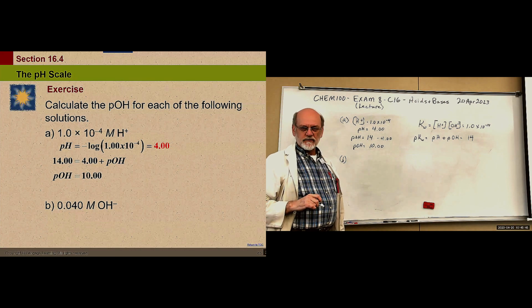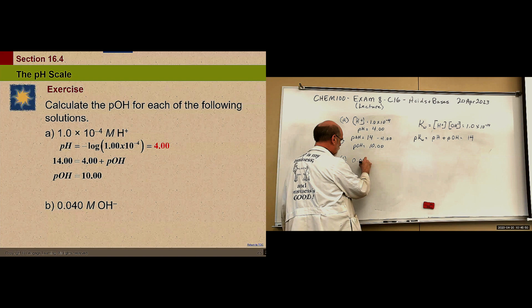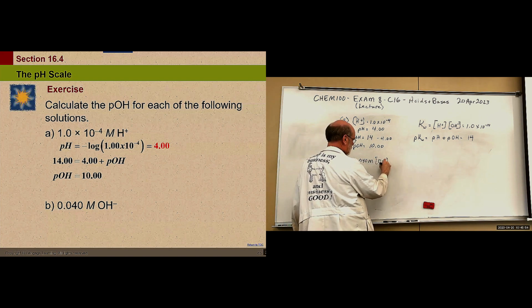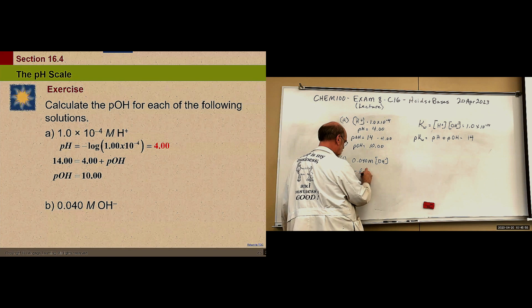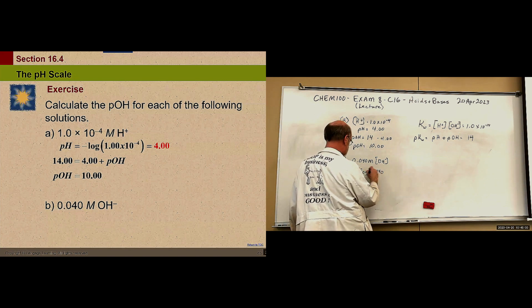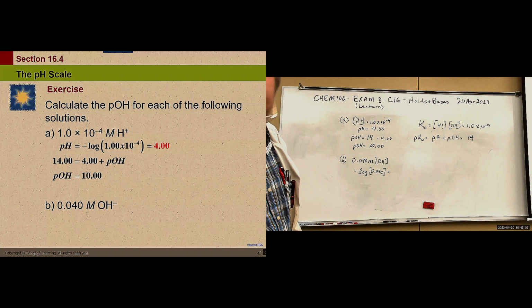So what's the pOH for this one? 0.040 molar hydroxyl. So the negative log of 0.040 equals. Change the sign. And that's 1.40.